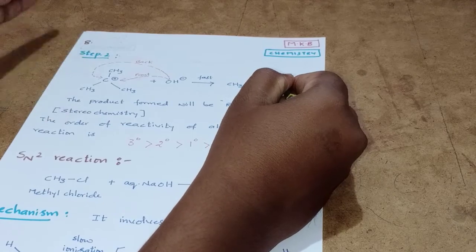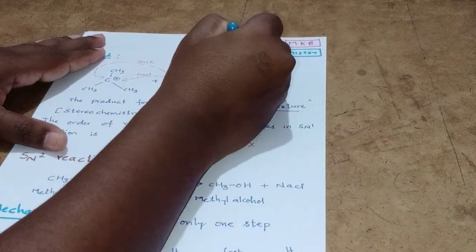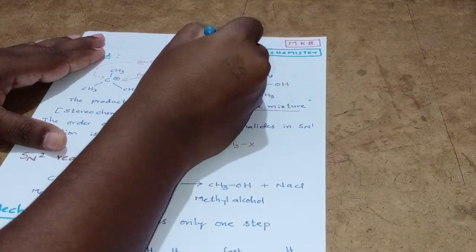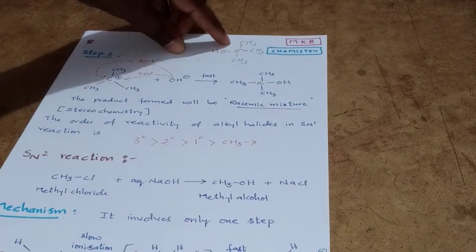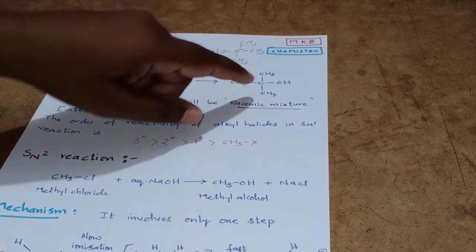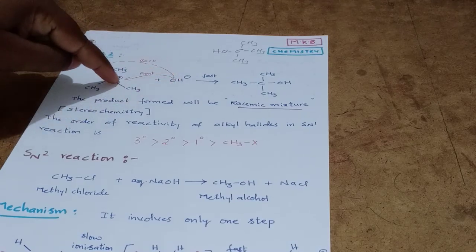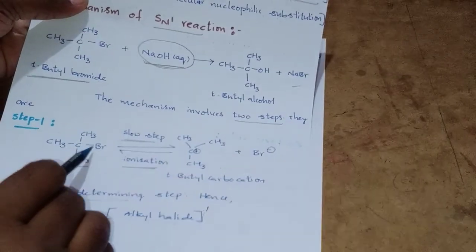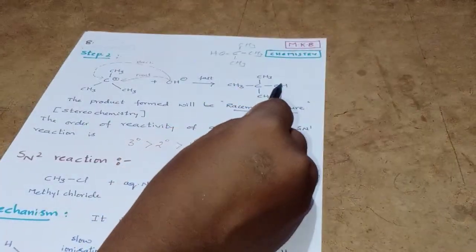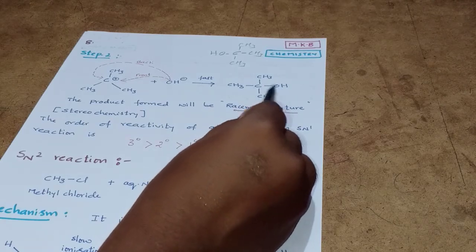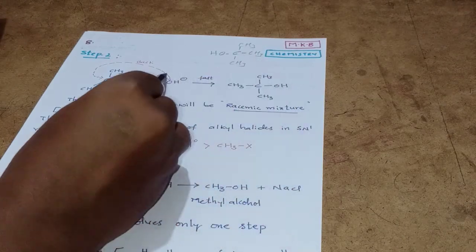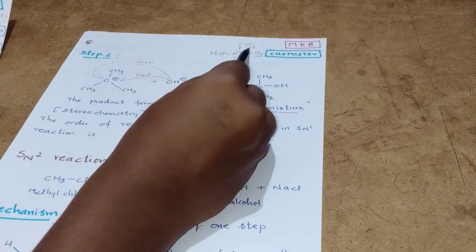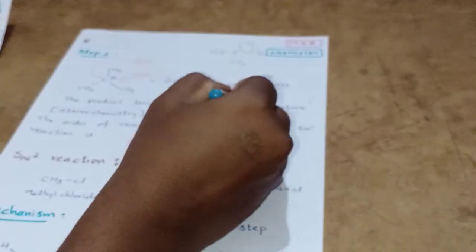One is total inversion of configuration, in this manner. The resultant product will have the configuration in the inverse manner. That means OH is on the left side. Or the OH will attack from the front side, where the configuration is retained the same. See here, the bromine is present on the right side, and here the OH is present on the right side: retention of the same configuration. The other chance, if it attacks from the back side, is this structure. This is inversion of configuration. So both inversion and retention take place.